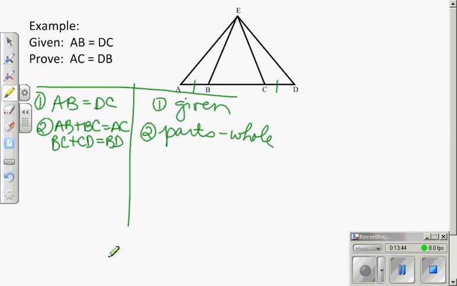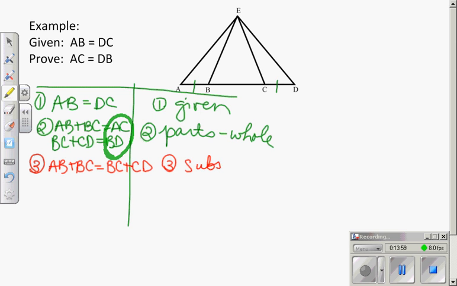Per the given, these two guys right here are equal. These two guys right here are equal. So these sums equal each other. AB plus BC equals BC plus CD by substitution. I have that same value of BC, whatever it is on both sides, so I can subtract it. And I have that AB equals CD, and that happens by subtraction.